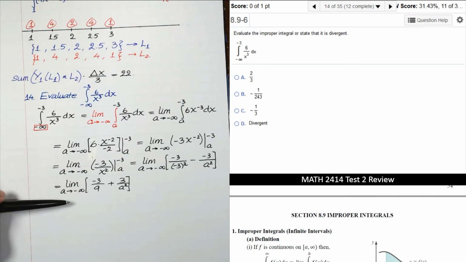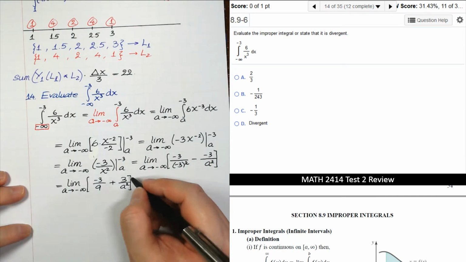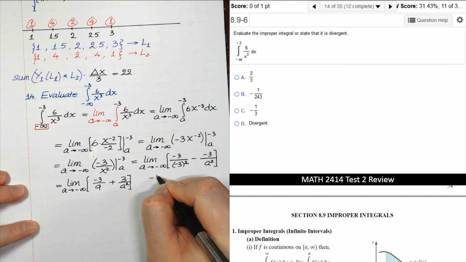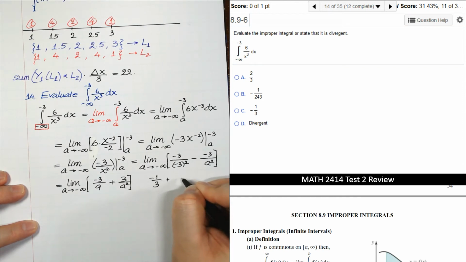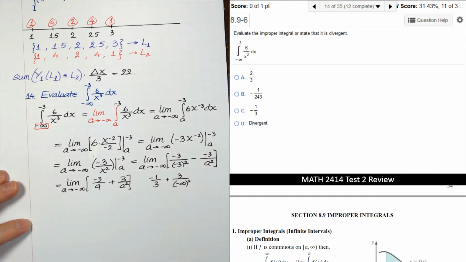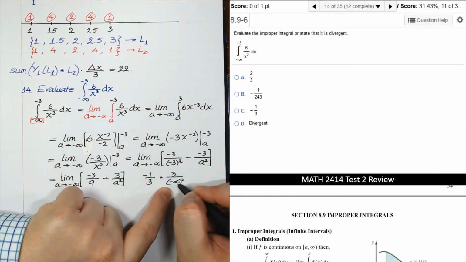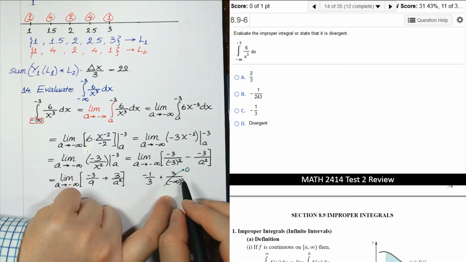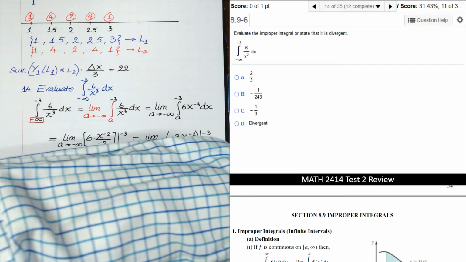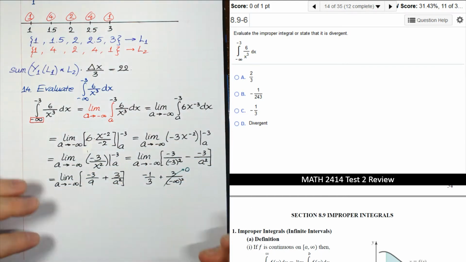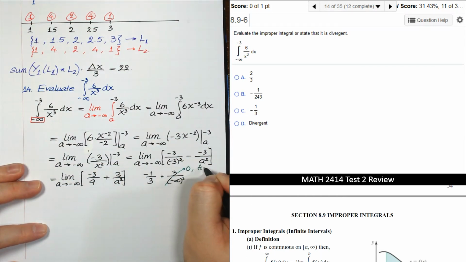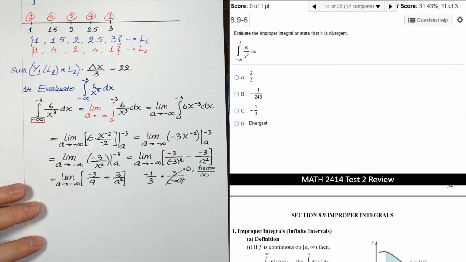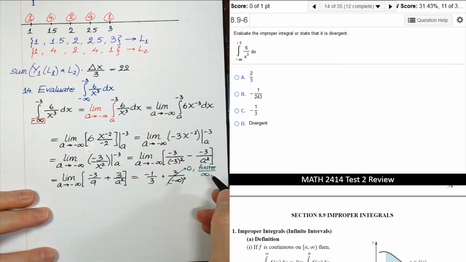Right. Finally, we put in infinity. Negative 3 over 9 is negative 1 over 3 plus 3 over negative infinity squared. Right. We have a finite divided by infinity, so this goes to 0. A finite number divided by infinity is equal to 0. So I just say because of the finite divided by infinity, we just have negative 1/3.